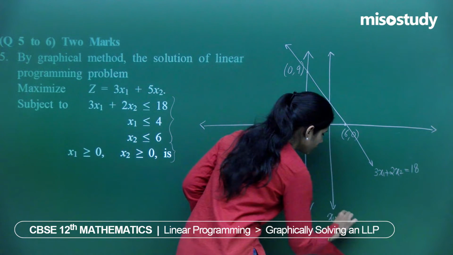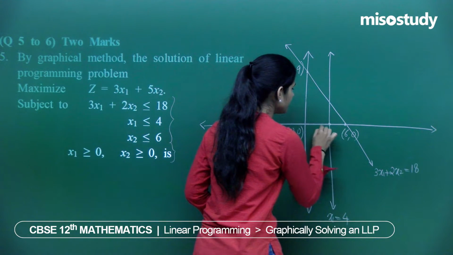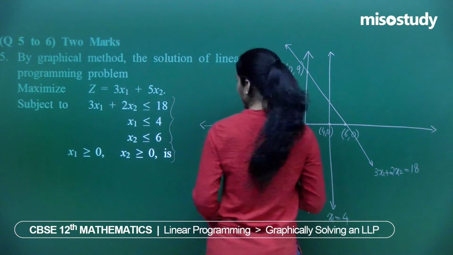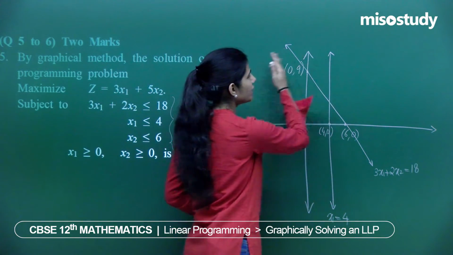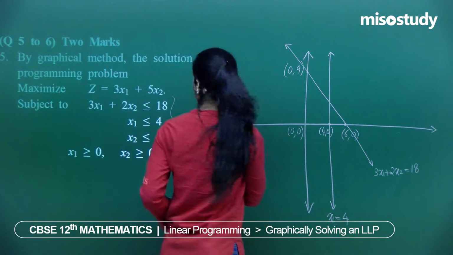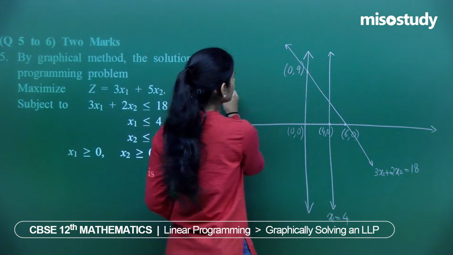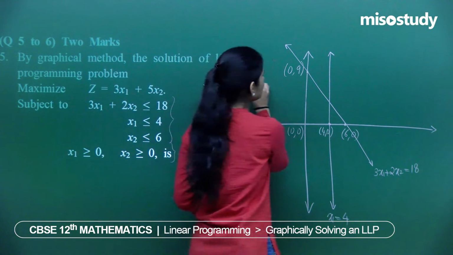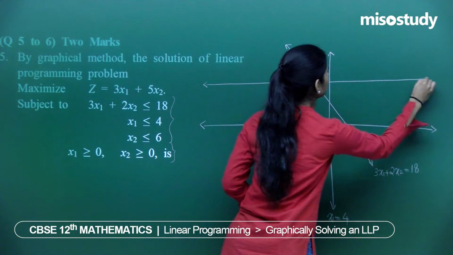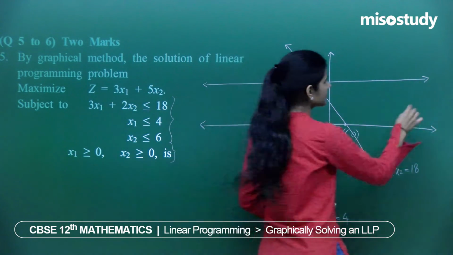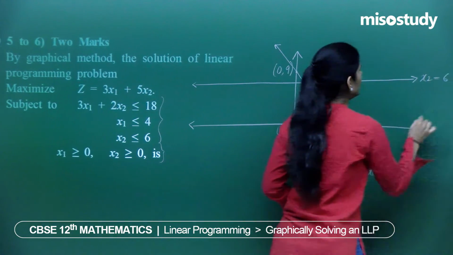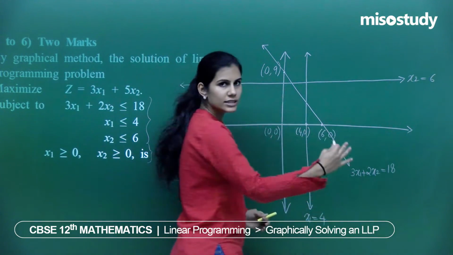This is x1 equal to 4. So this point will be (4, 0). I want x1 less than or equal to 4, so everything on this side. And then you have x2 less than or equal to 6. So 6 is going to be somewhere here. This is x2 equal to 6. Less than or equal to 6 would be below this line.